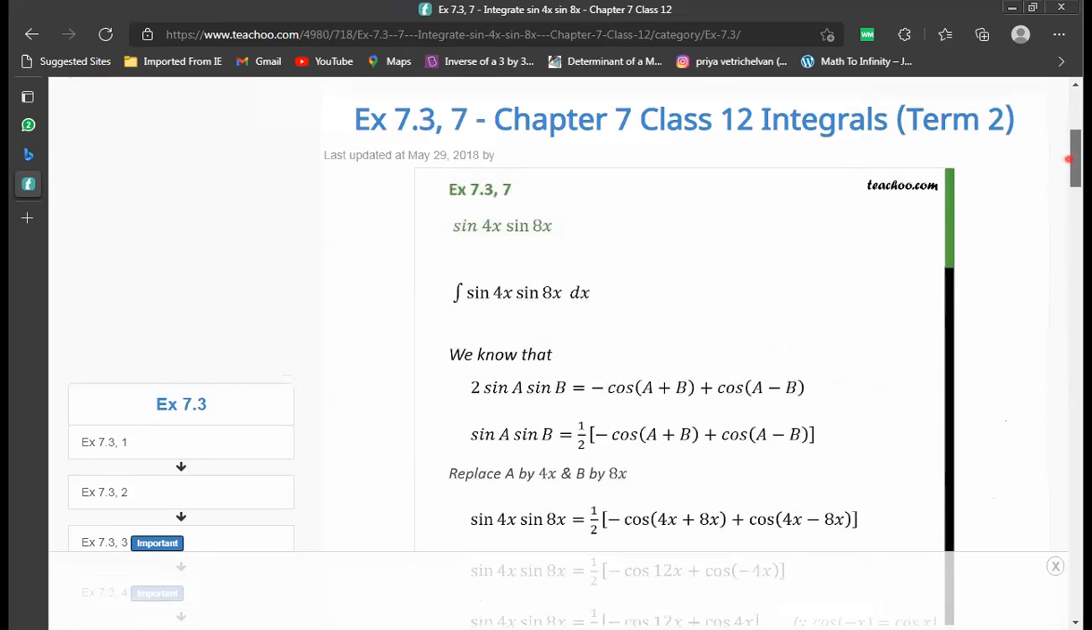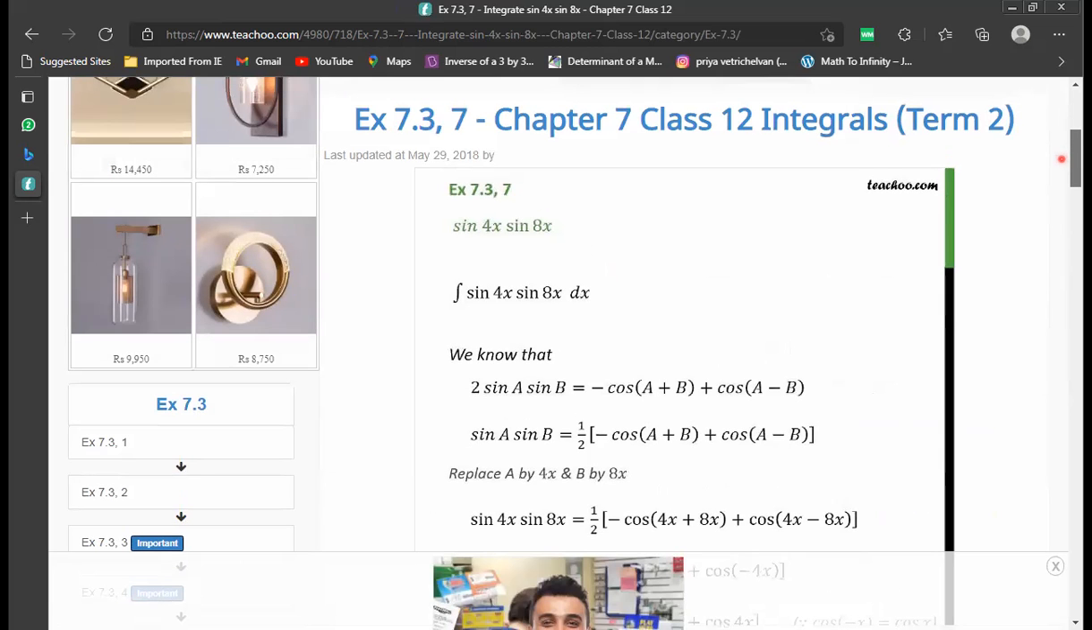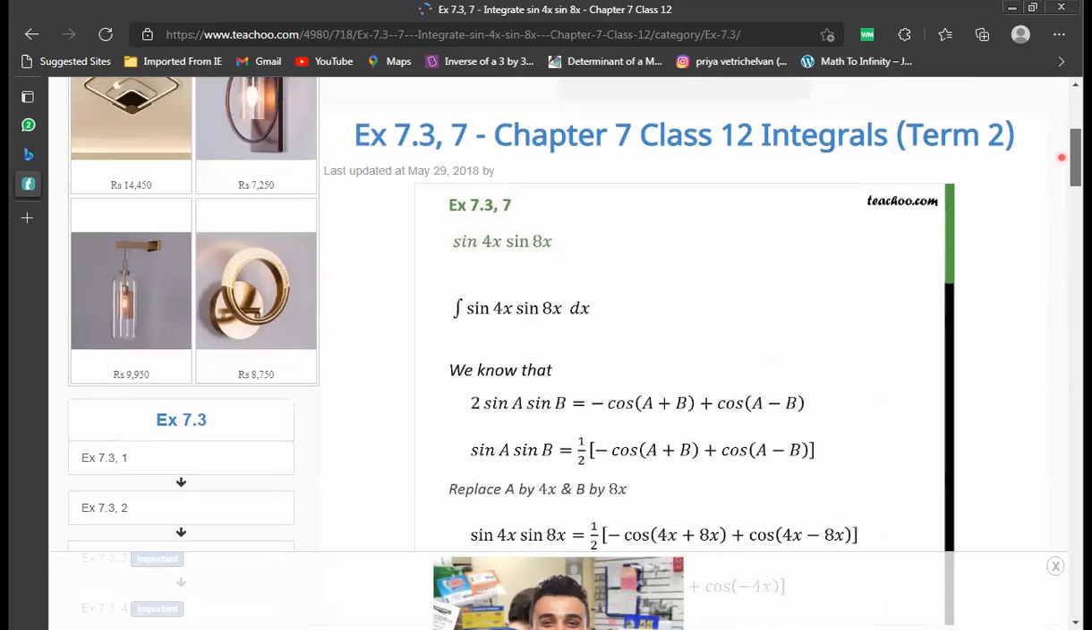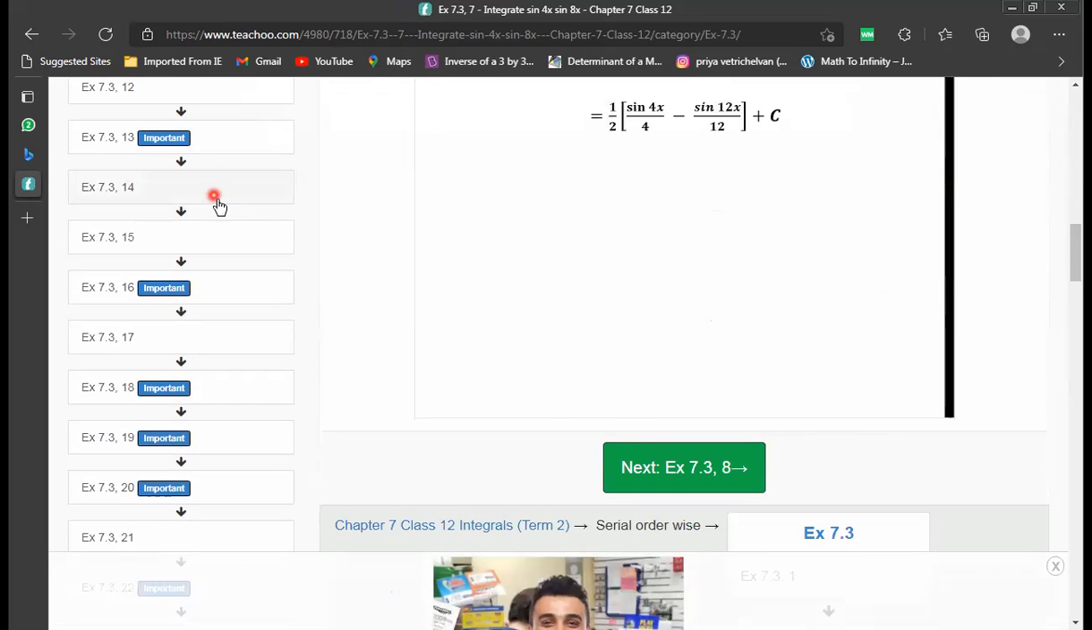Question number 7. This question also contains a product of terms. There are 2 sine terms, sine 4x and sine 8x, in multiplication. Change it into the sum formula and then perform the integration.